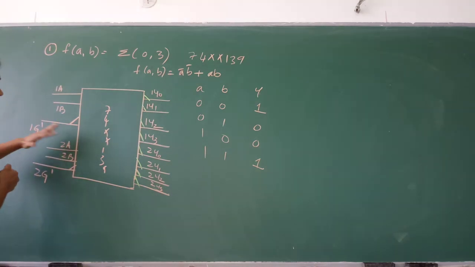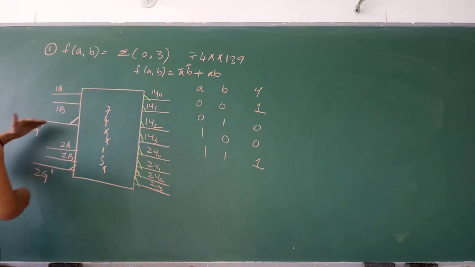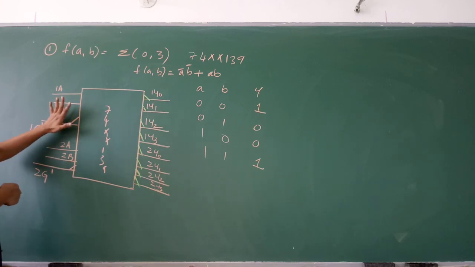Now, which decoder shall we use? Shall we use the first decoder or the second decoder? Either one you can use, because the inputs are only 2. Either you can use the first decoder or you can go for the second decoder. Let us use the first decoder.